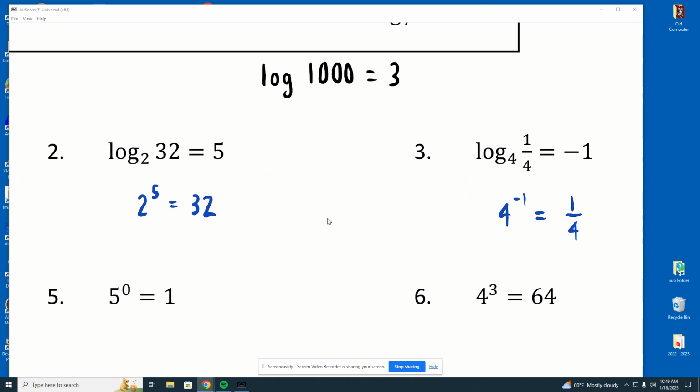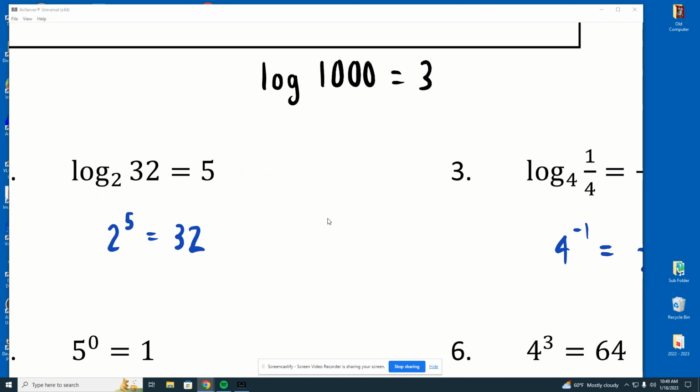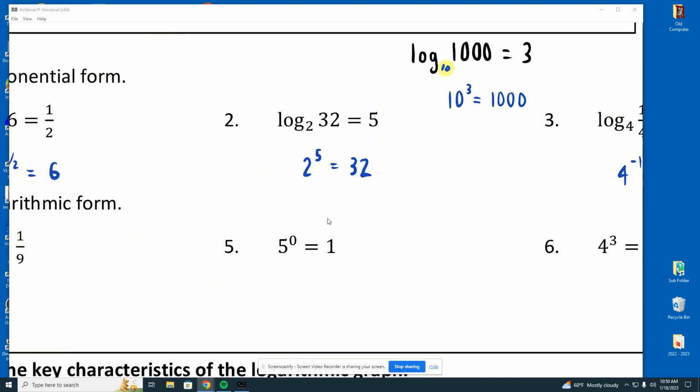And I wanted to include one like the top here that I added because I wanted you to remember, when there is no base, it's understood to be base what? It's understood to be base 10. So when I rewrite this, that is 10 to the 3rd equals 1,000. Please don't forget that. So, going from a logarithm to an exponent. You got it? Can you do that?